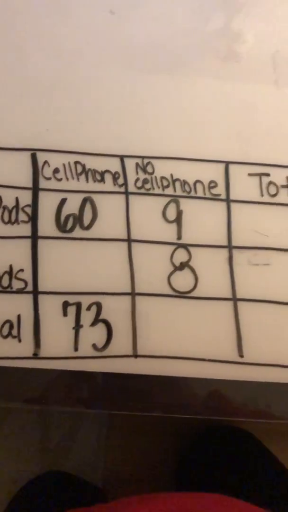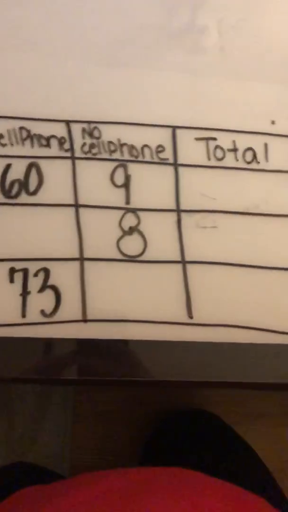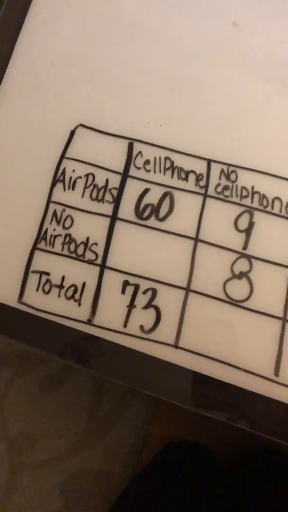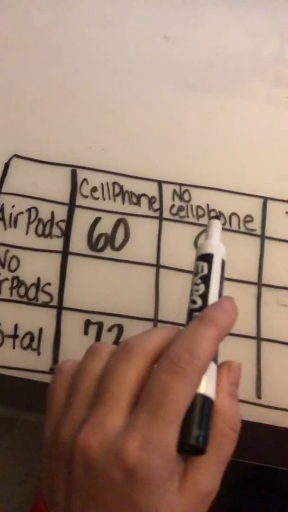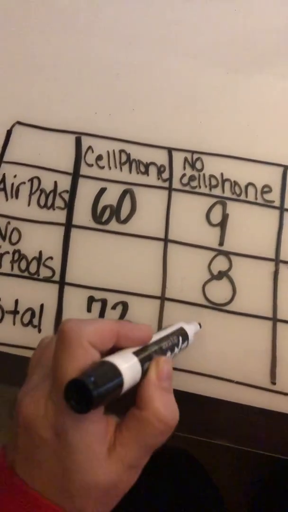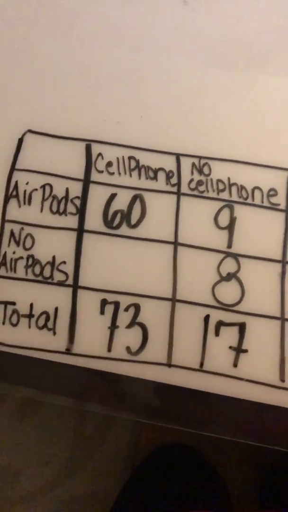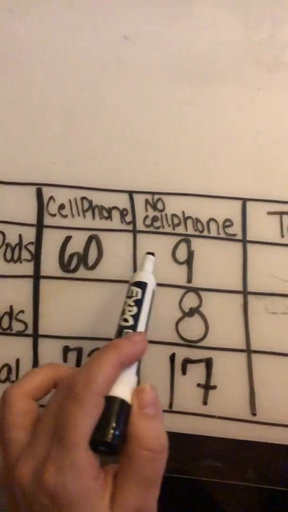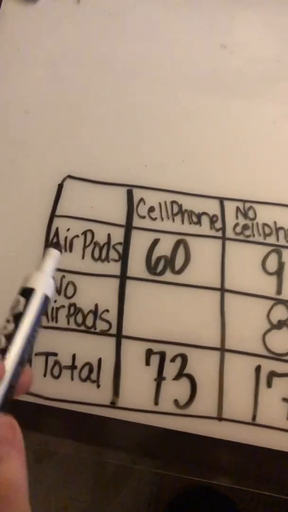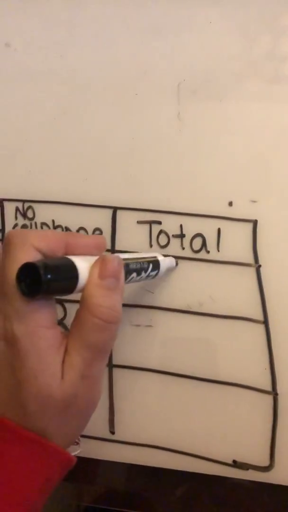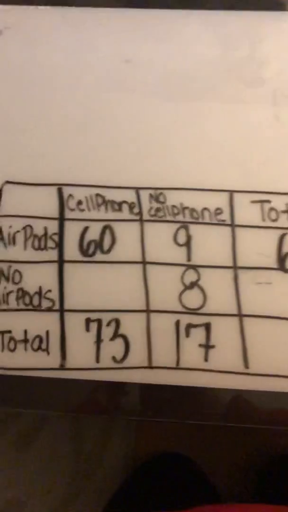Okay? So with this information, we can fill out the rest of the table by just doing addition or subtraction in some cases. So for example, right here I can see how many students do not own a cell phone by just adding up these two numbers to get my total. So it would be 9 plus 8 to give me 17. Okay, I could also figure out how many students in total have AirPods by adding across. So AirPods, if I'm only looking at the AirPods, that would be 60 plus 9. So a total of 69 students have AirPods.